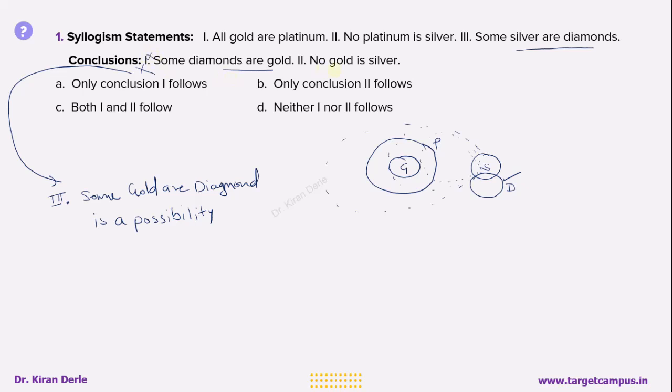Second, no gold is silver. Yes, we know that all golds are platinum, and no platinum is silver. So definitely no gold is silver. This holds definitely true. So only the second conclusion follows, right? So your answer would be B. I hope you understood this. Great.